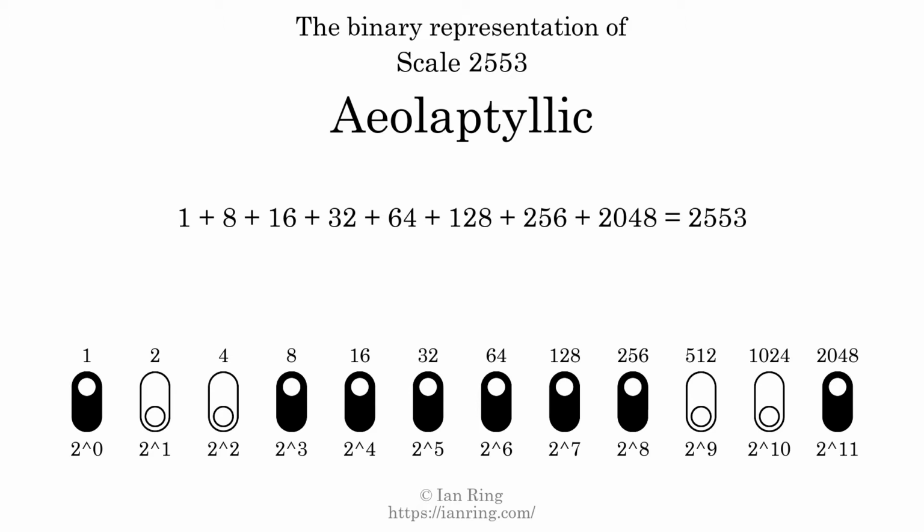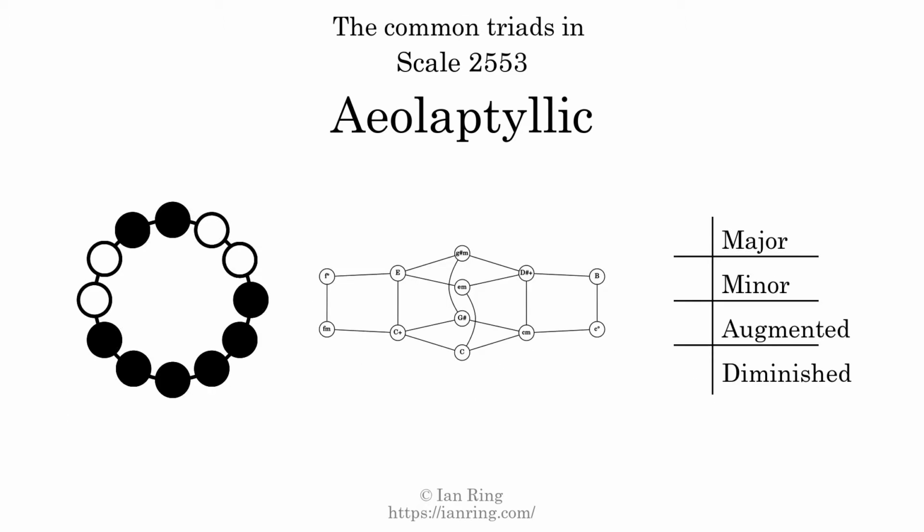2553. The scale number not only enumerates the scale with a unique index, but it also literally describes the tonal content of the scale. Represented as a binary number in base 2, the scale number is 1001111110001. Here are the common triads present in this scale.